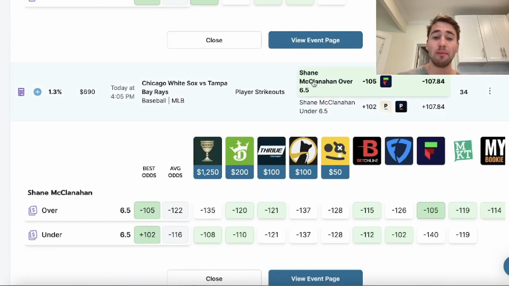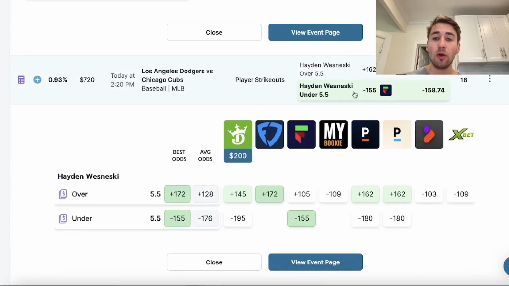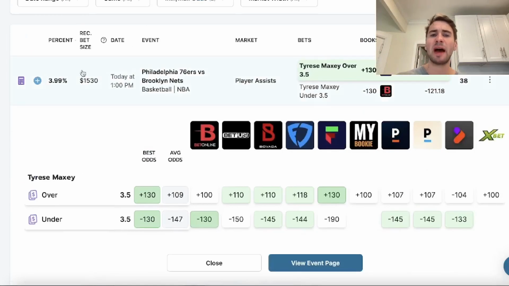Here you can see for Shane McClanahan, over 6.5 strikeouts, we're getting minus 105 on Fliff. No other book is giving better than minus 114. And then here for Hayden Wesneski, we're getting his under 5.5 strikeouts at minus 155. DraftKings has this at minus 195, and Pinnacle, sharpest bookmaker, has this at minus 180. So we're just following the data, right? We're following the data, hunting for value in the market. We have videos about how to calculate your profit margin, stuff like that you can watch if you want to. But long story short, I'm just finding value in the market.